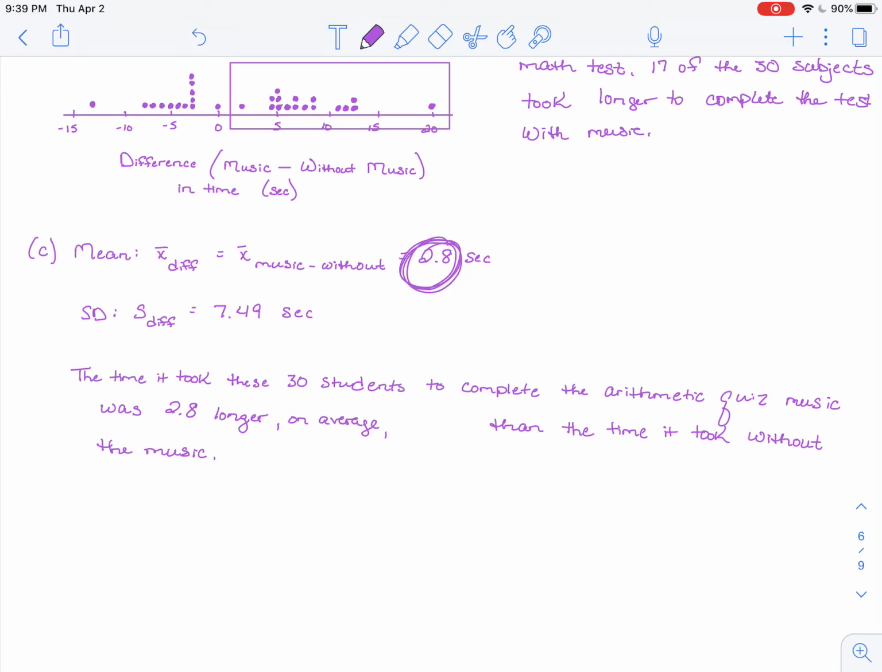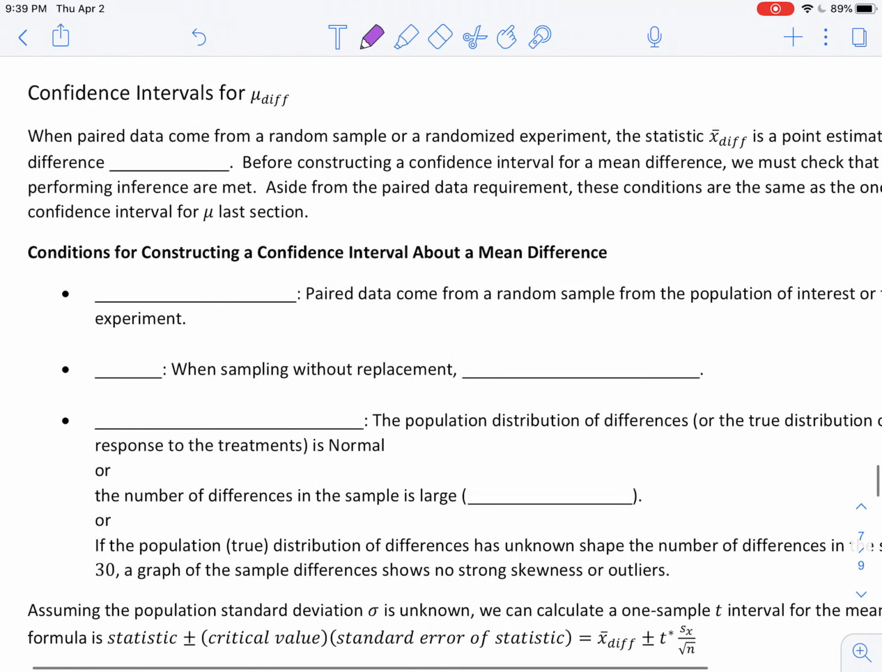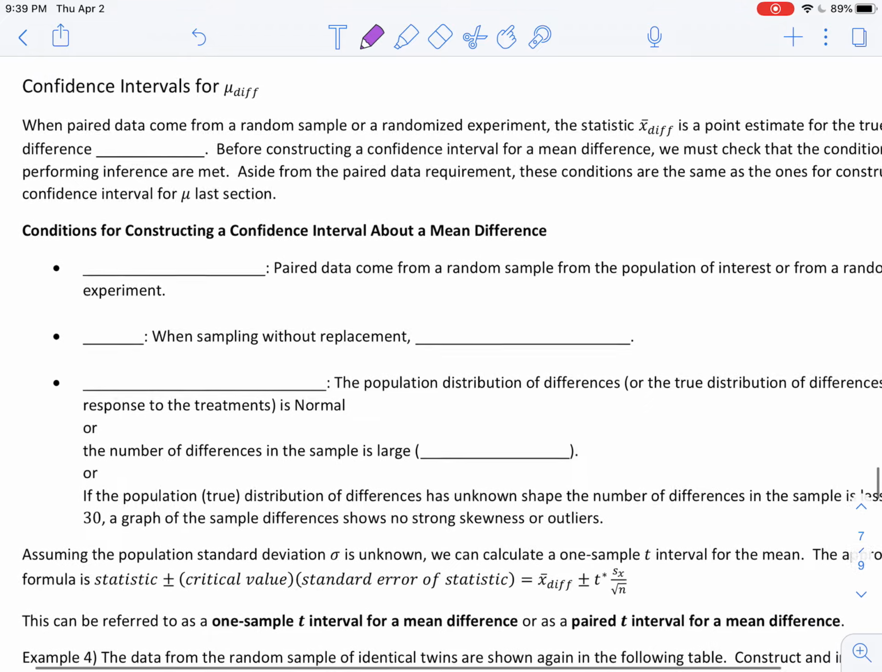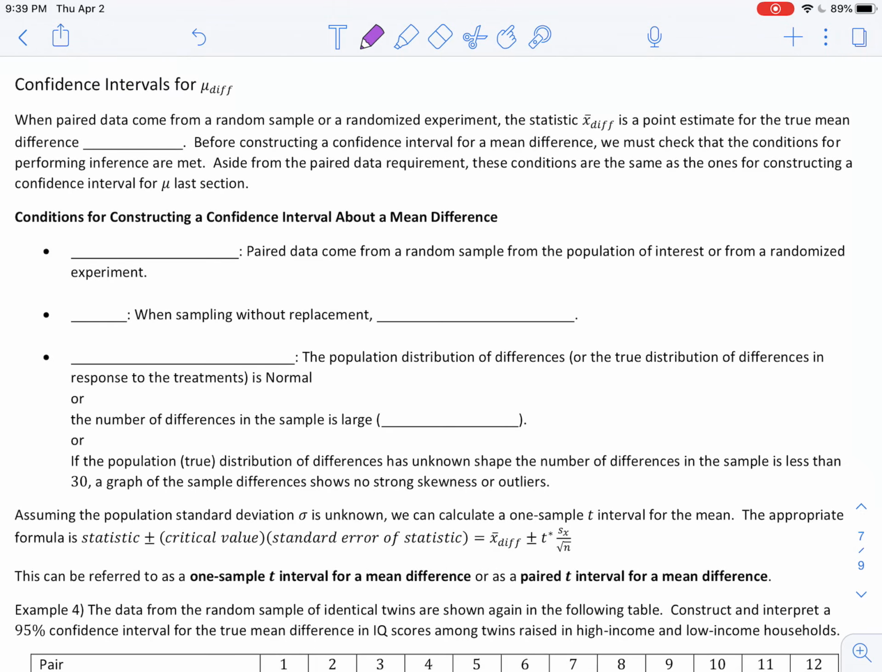Because we're talking about an average, we can come up with a confidence interval. We could say, okay, this is what we're estimating it is. This is my point estimate. Let's add and subtract a margin of error so we can try to capture the true difference, to see whether 0 is a plausible value for this. I don't know. This is 2.8. It depends on the margin of error. So let's actually create a confidence interval.